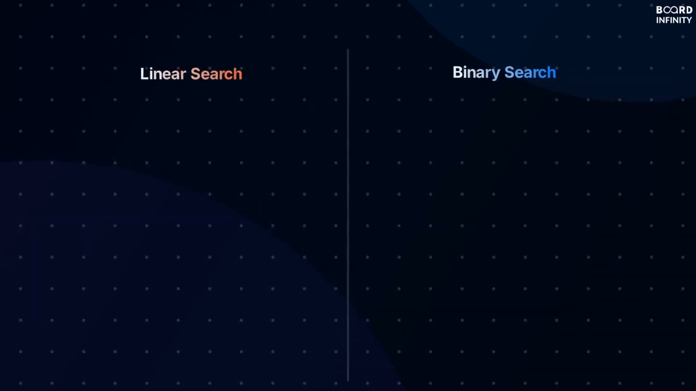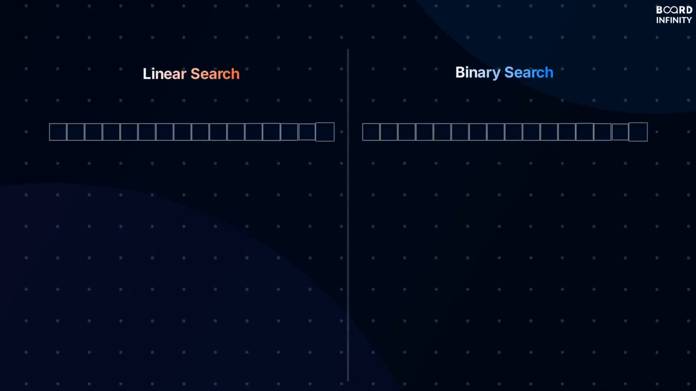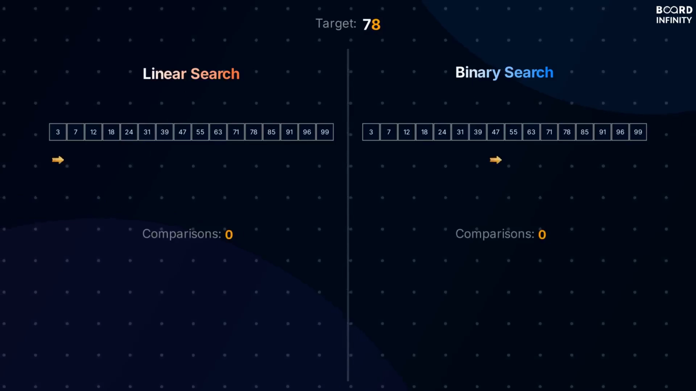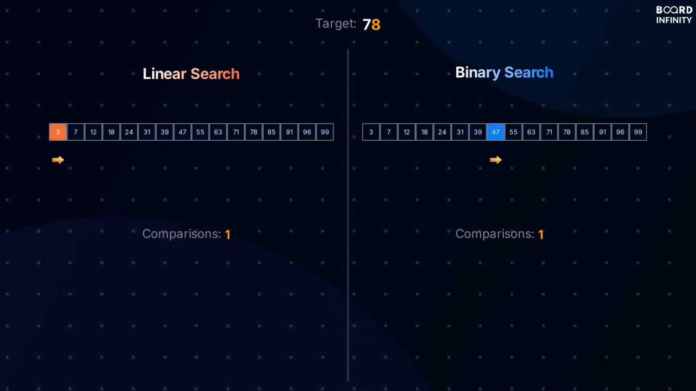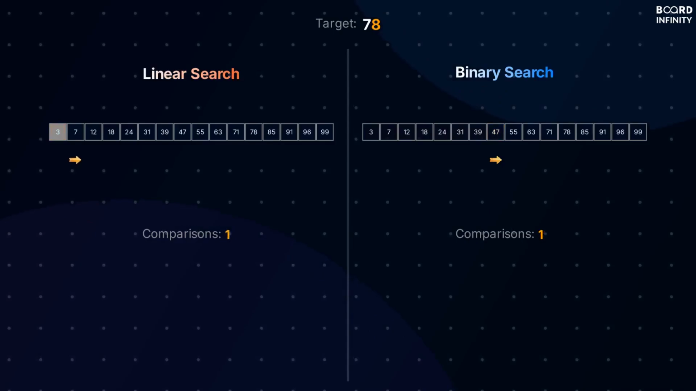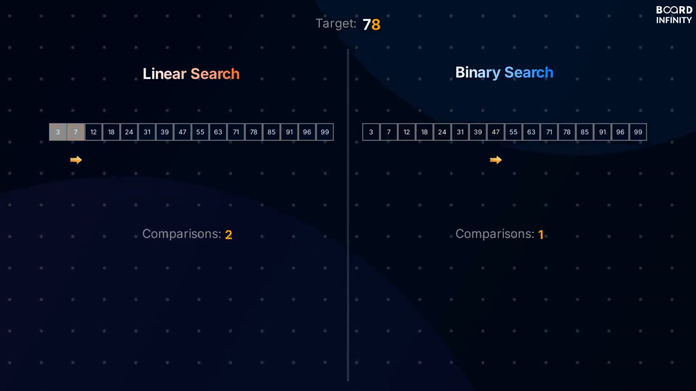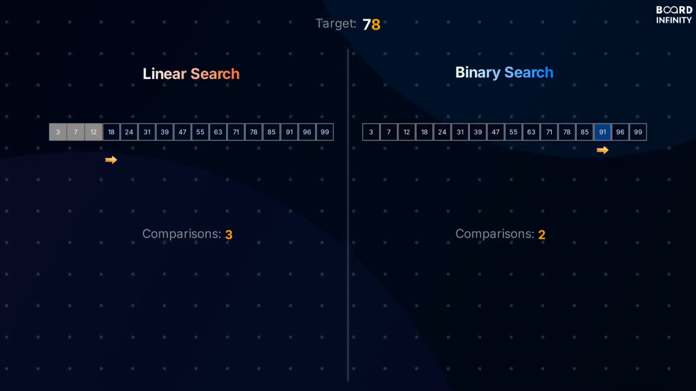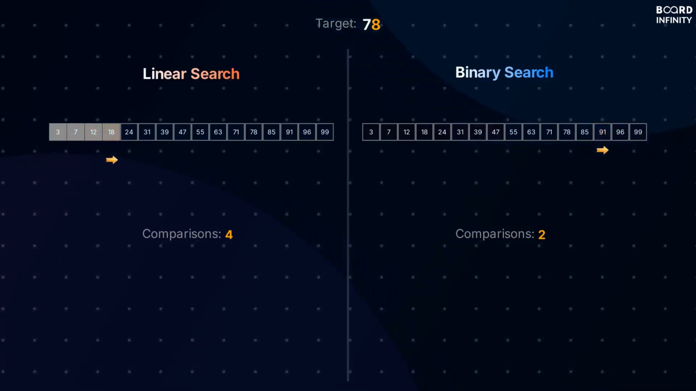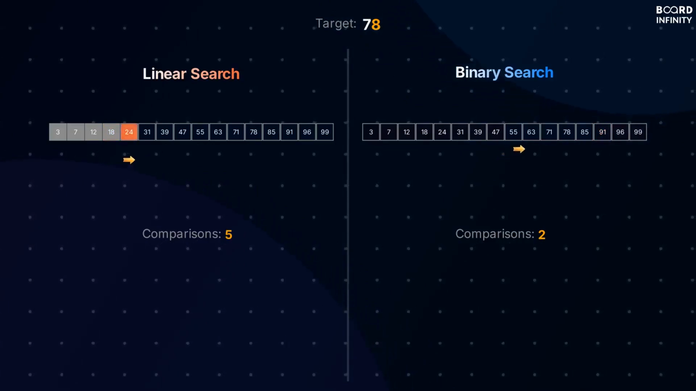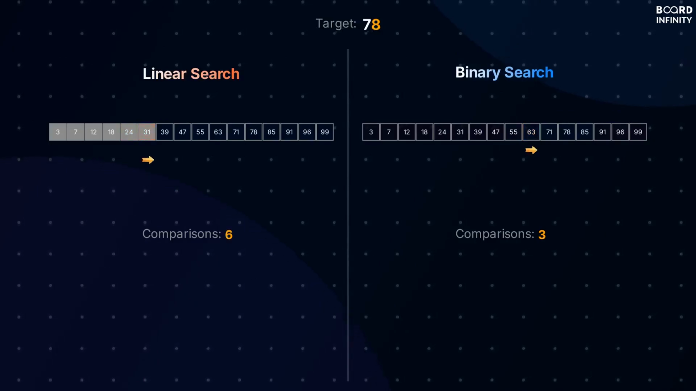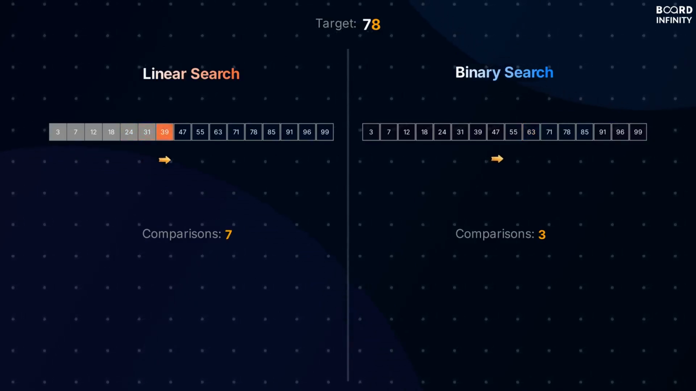Let's compare binary search to linear search and see why this matters in the real world. With linear search, you check every element one by one until you find the target. For an array of 1000 elements, you might need up to 1000 comparisons. For 1,000,000 elements, up to 1,000,000 comparisons. For 1,000,000,000 elements, up to 1,000,000,000. The time grows linearly with the size of the data.